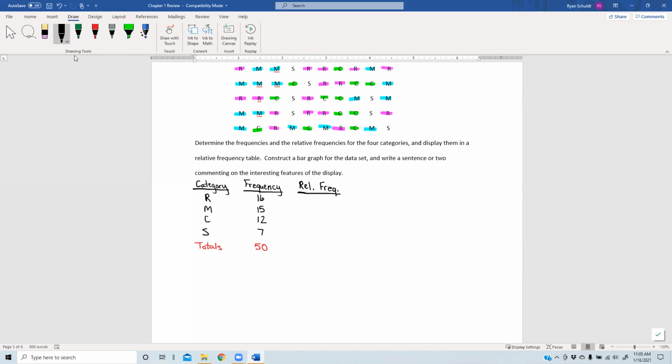So 16 divided by 50, 0.32. 15 divided by 50, 0.30. 12 divided by 50, 0.24. 7 divided by 50, 0.14. And if we go through and add all these up, we'll get our total is 1.0. So everything totaled out like it should. There's our table. Now we have to do a chart based on that table.